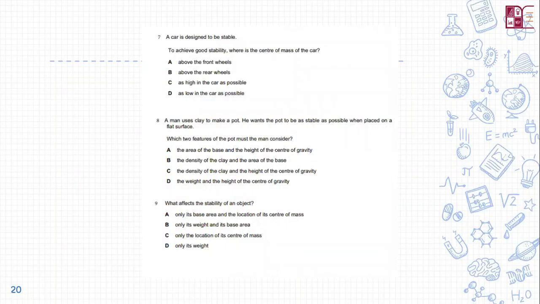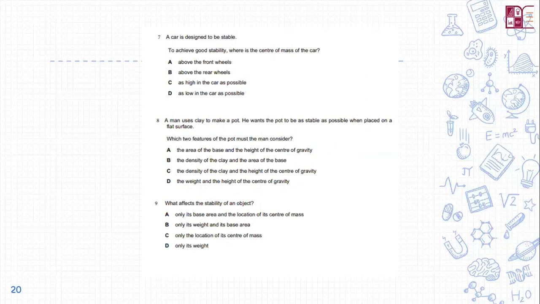All right, a car is designed to be stable. To achieve good stability, where is the center of the mass of the car? As low in the car as possible. The lower the center of gravity, the more stable the car is.